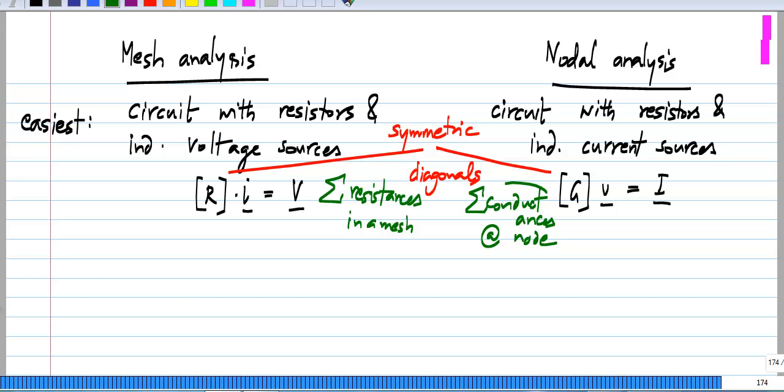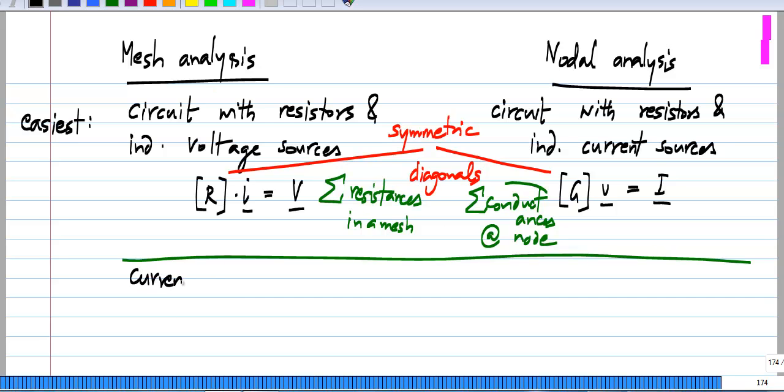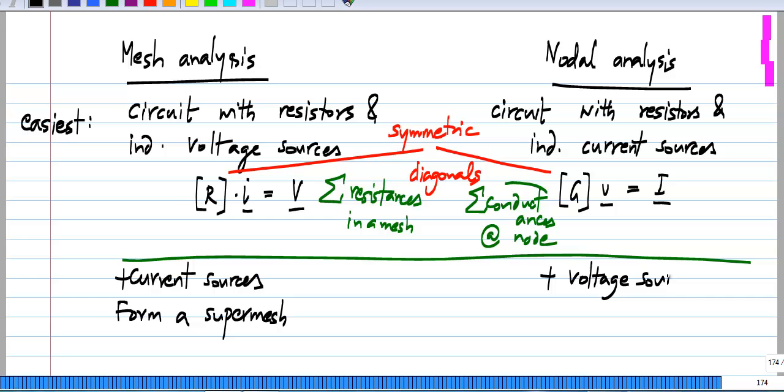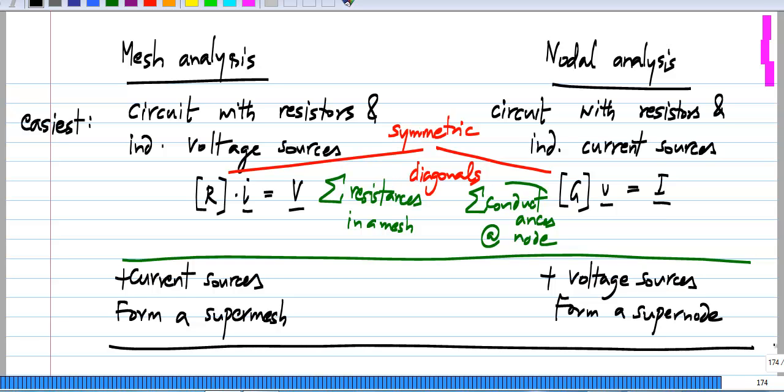Okay, and when you include current sources with mesh analysis, we have to form a super mesh, and this is similar to having independent voltage sources with nodal analysis, in which case you have to form a super node. Okay, so with this analogy and the detailed treatment of nodal analysis you have gone through, you should also be able to do mesh analysis and understand its properties for all cases.